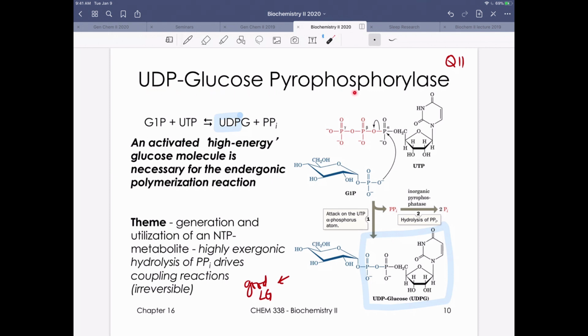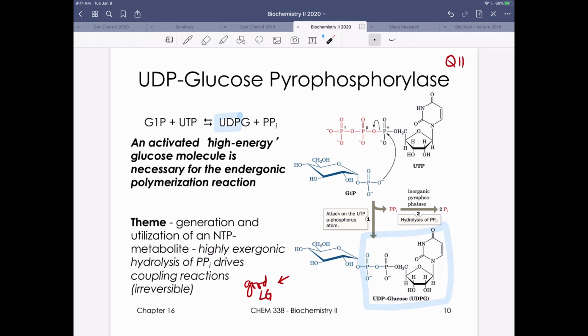Again, with this UDP glucose pyrophosphorylase, we need to generate that high energy glucose molecule, one that has a good leaving group. So again, we're going to use UTP. We need to use some energy for this. G1P nucleophilically attacks this alpha phosphate of UTP, displacing pyrophosphate, and then we add this UMP group onto the G1P group. One phosphate comes from the UTP, the other phosphate comes from G1P. That's how we end up with the 2 phosphates in UDP glucose.